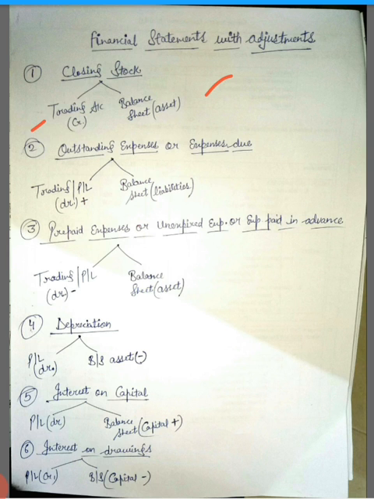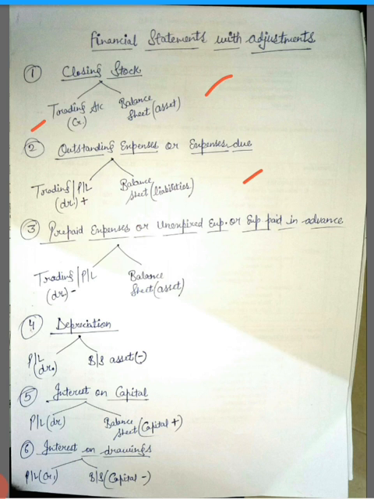Clear? Now the second adjustment is outstanding expenses, or expenses due but not paid. First tell me what is the meaning of outstanding expenses. Outstanding expenses refer to the expenses which have become due for payment but have not been paid yet. The benefit of these expenses has been taken during the year but their payment has not been made.